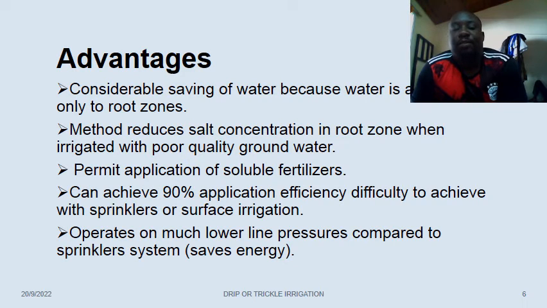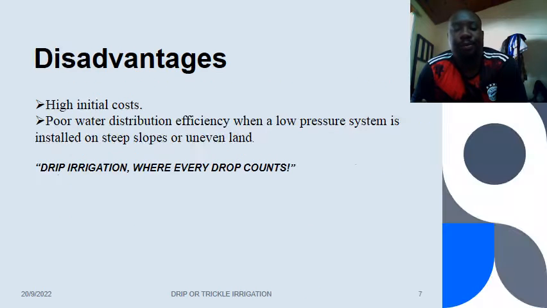It permits application of soluble fertilizers. It can achieve 90% application efficiency, which is difficult to achieve with sprinklers or surface irrigation. It operates on much lower line pressures compared to sprinkler systems, that is, it saves on energy.